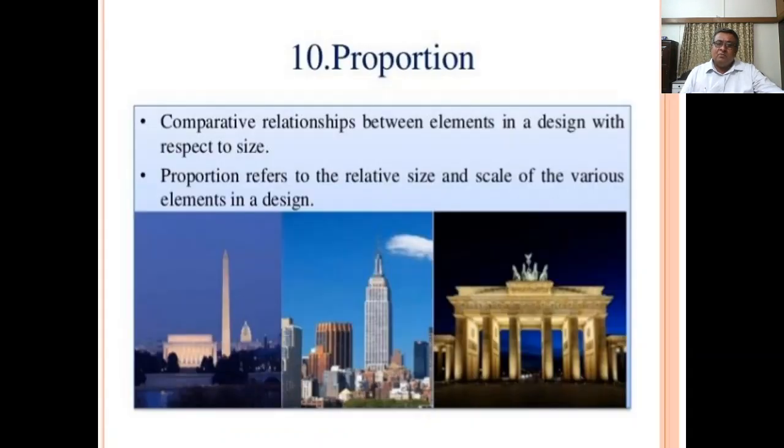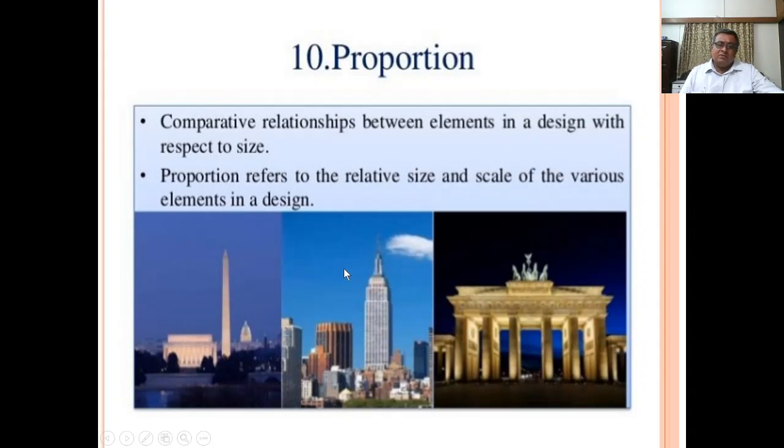Then next composition, proportion. Comparative relationship between elements in a design with respect to size is called proportion. Here you can see the structure. This structure is different from this. So proportion of both the structures is different. Here also the structure is somewhat circular. Here the structure is somewhat square. So here the structure is symmetrical, so we can say the structures are in proportion with respect to size.